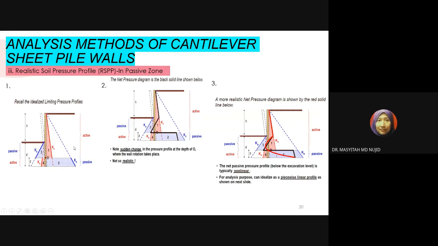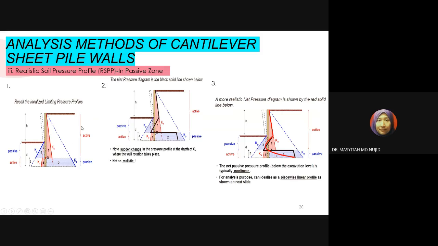Okay, let's proceed to the third analysis method using the realistic soil pressure profile. This is specifically in the passive zone. What you can see from here is that just now, the idealized limiting pressure profile is as shown in figure 1 here.